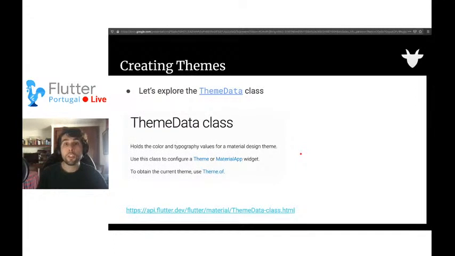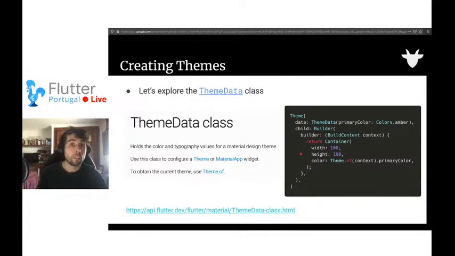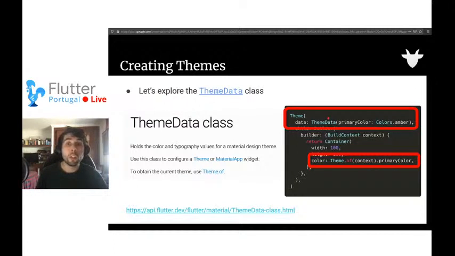In the official documentation, it is stated that the ThemeData class will hold the color and typography values for a material design theme. And we can either use it isolated in the Theme widget or with the MaterialApp. If we use a Theme widget standalone, we see that we can declare the theme, and it will hold the ThemeData. In this case, we are saying that the primary color is going to be amber, and then we can retrieve the value by using Theme.of(context).primaryColor.